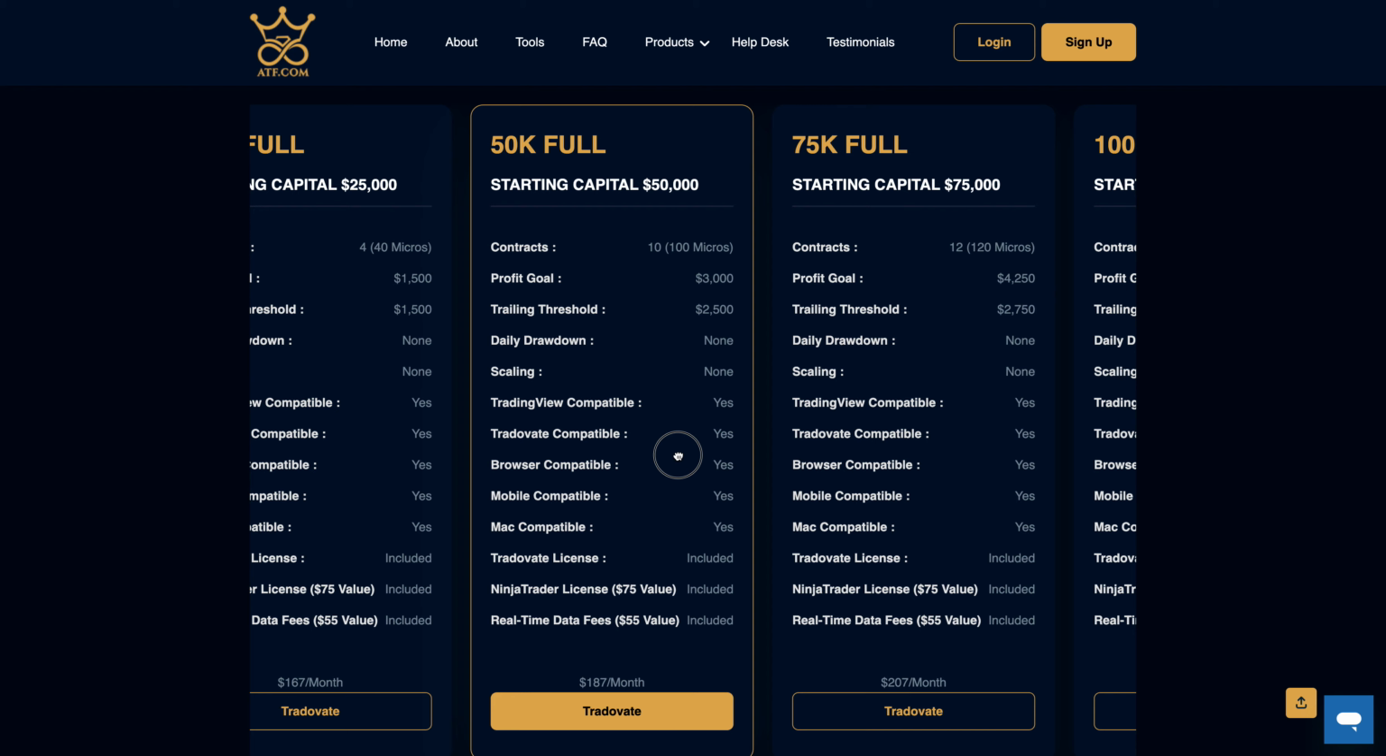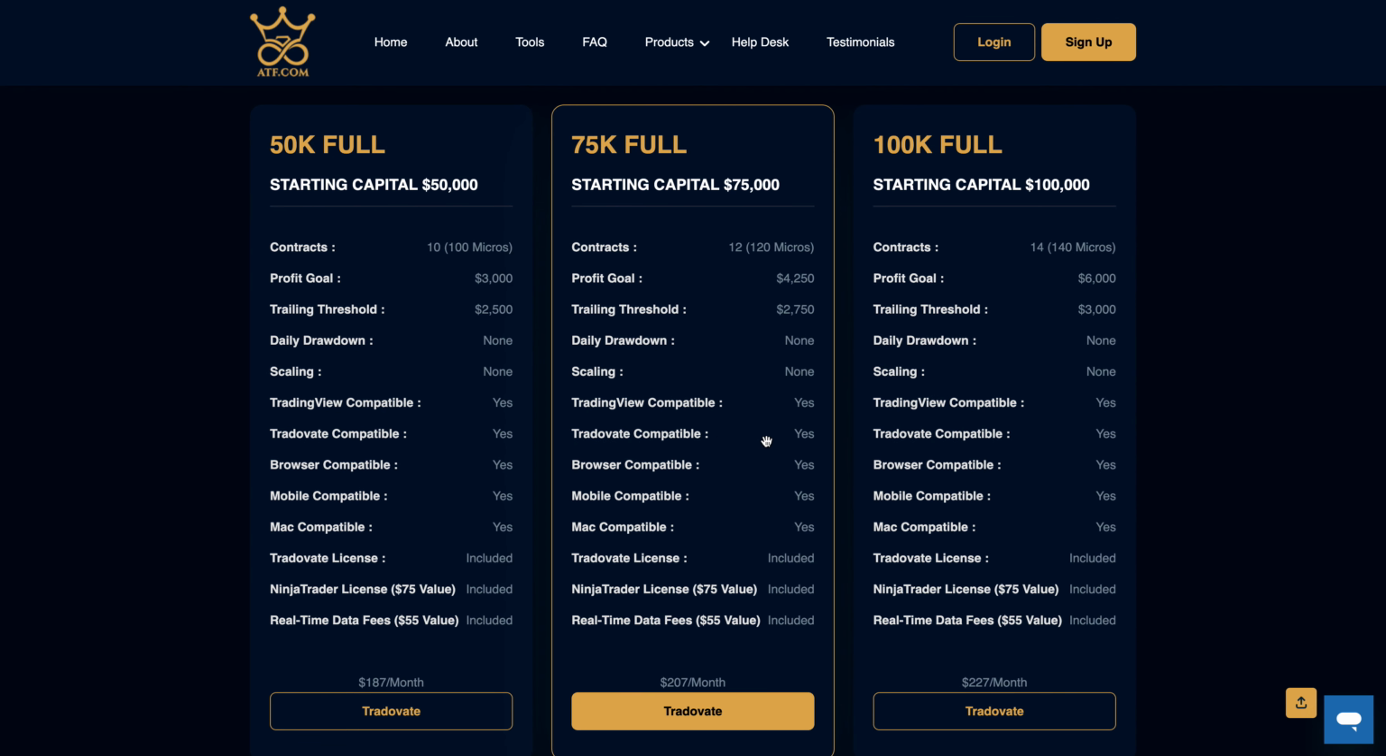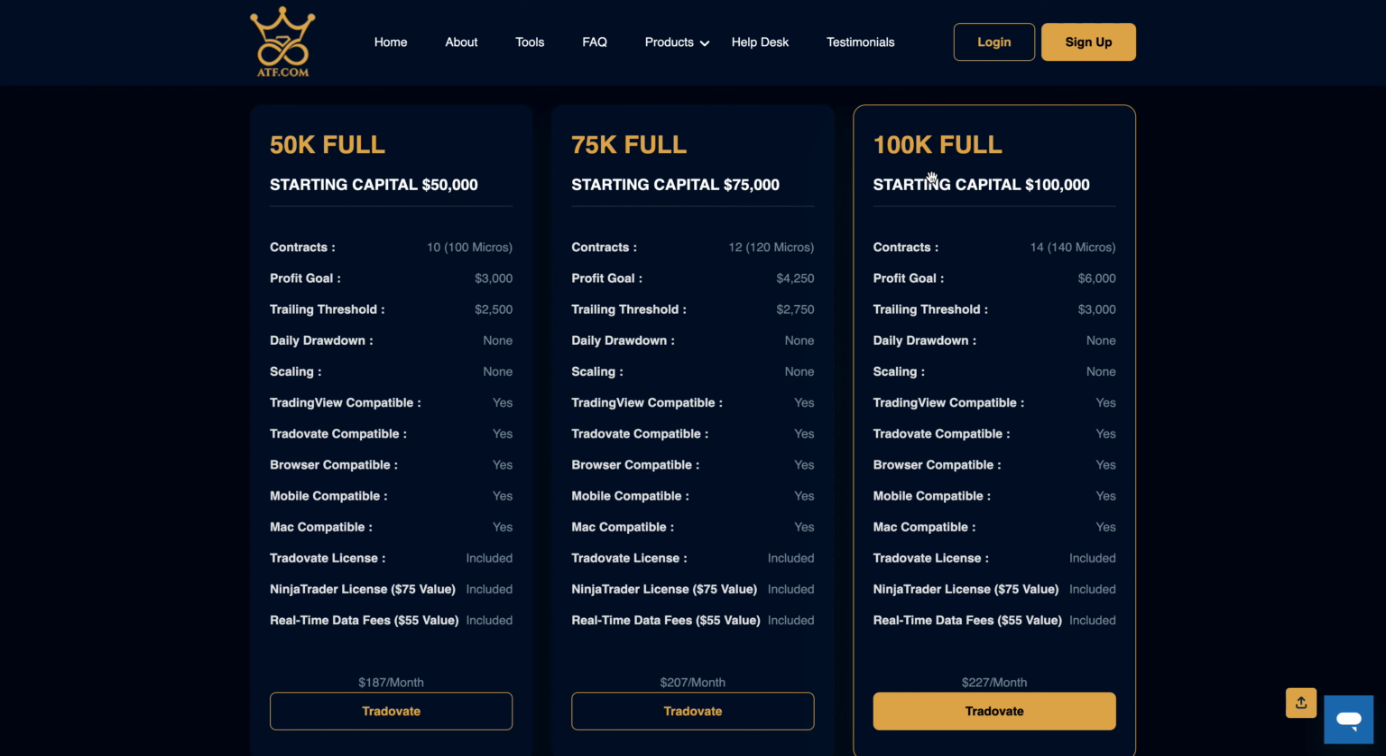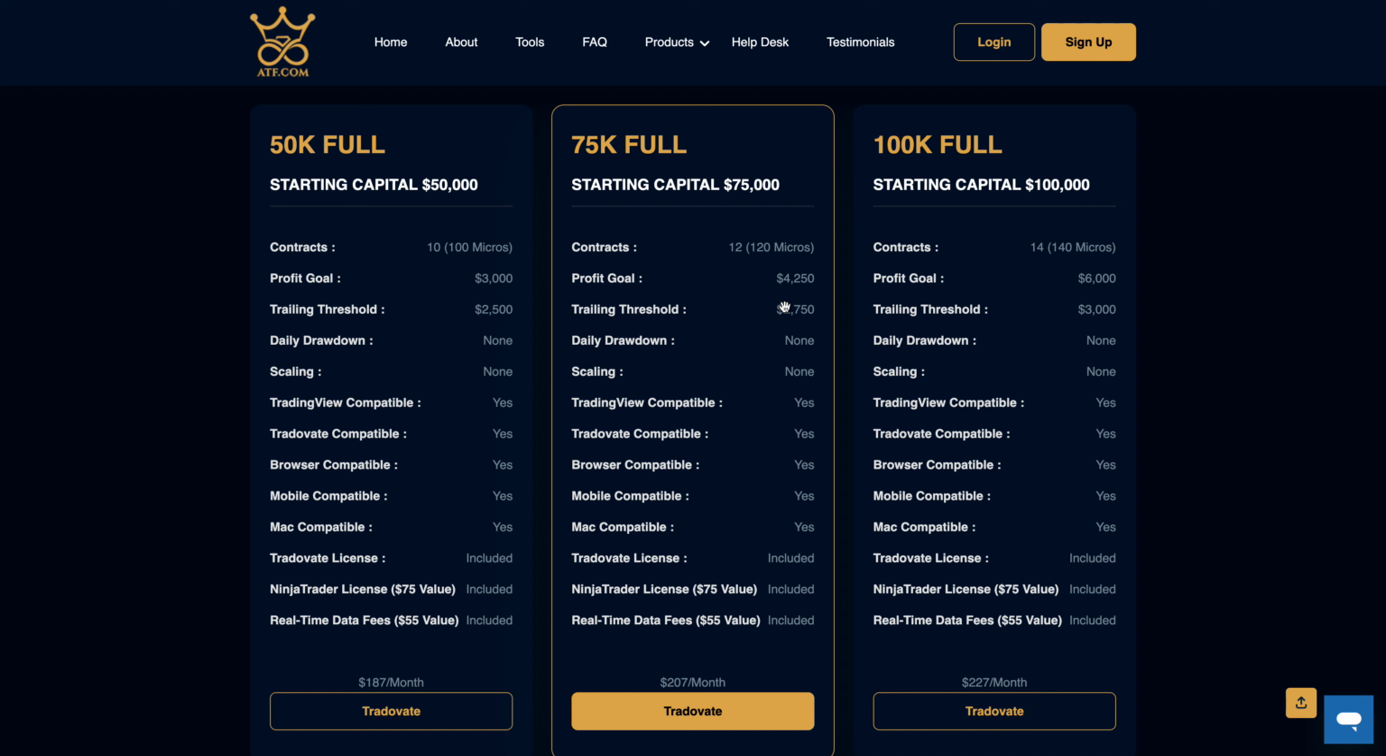So, let me explain to you how it works. These funded accounts give you a specific amount: 50,000, 75,000, 100,000. They fund you these accounts, and you use a broker like Tradovate or NinjaTrader, which I'll show later, and you're able to trade these with micros and macros. I'll have another video specifically where I explain what futures, micros, and macros are.